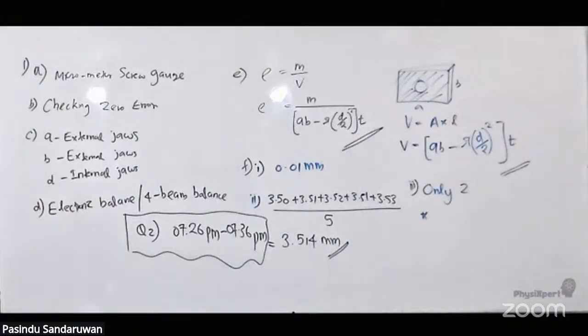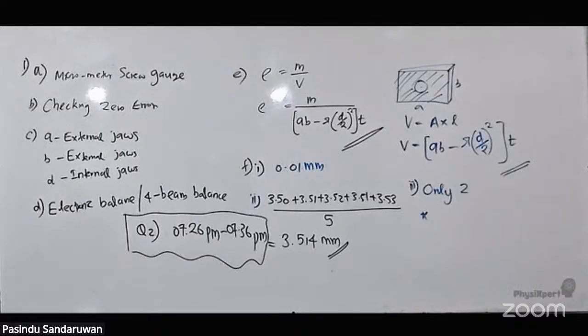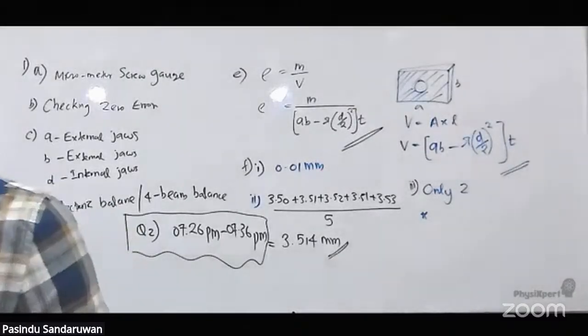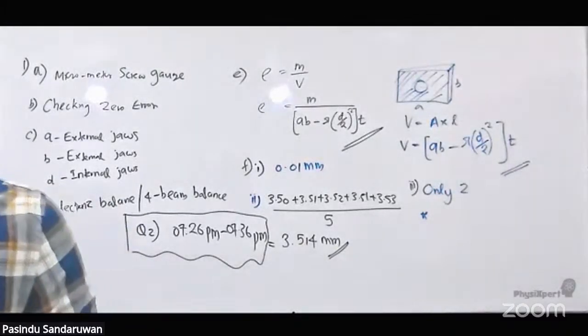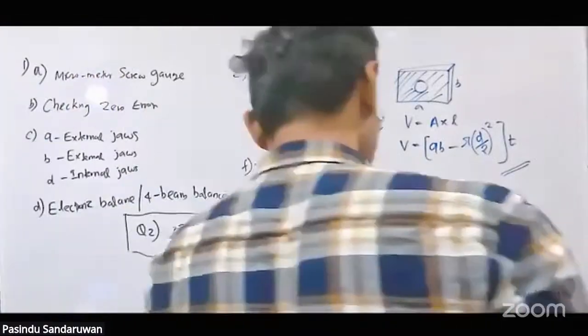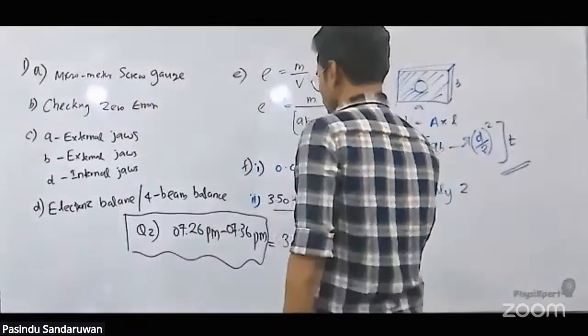Someone say, what is the reason that it contains only 2 decimal places? Yeah, sorry, the reason is the instrument has only 2 decimals. I mean, the least count of the instrument has only 2 decimals. Then all the readings which are taken from the same instrument should have only 2 decimals.